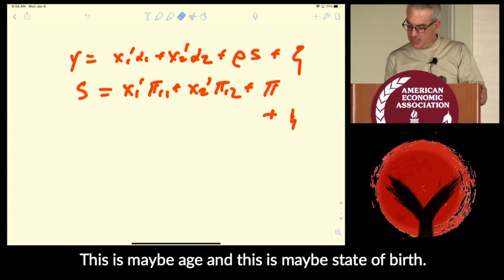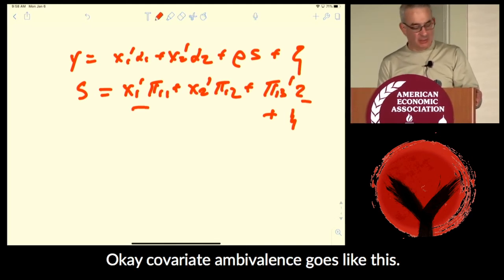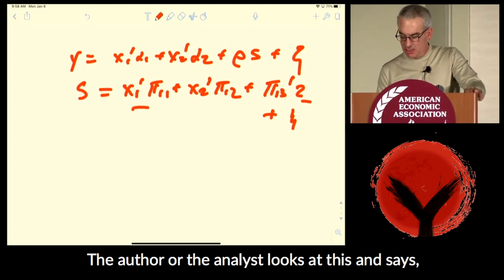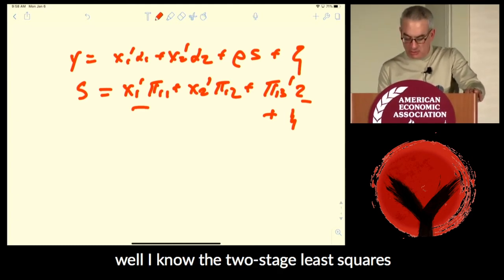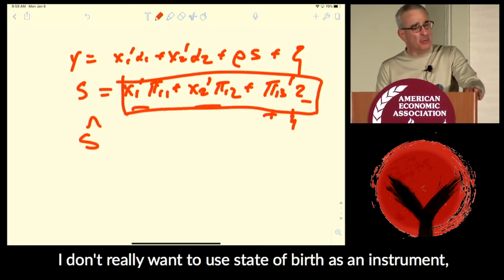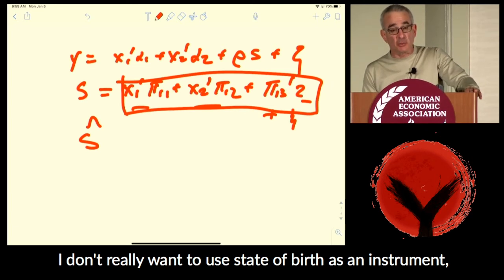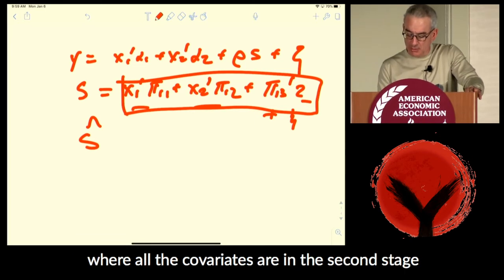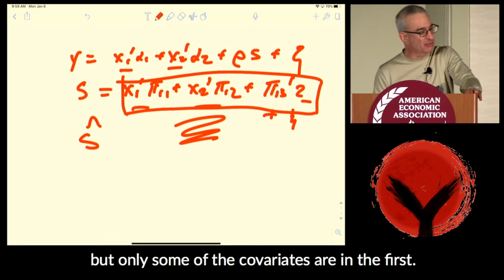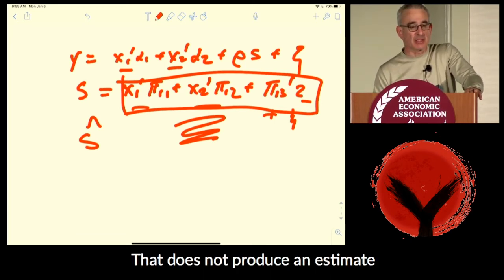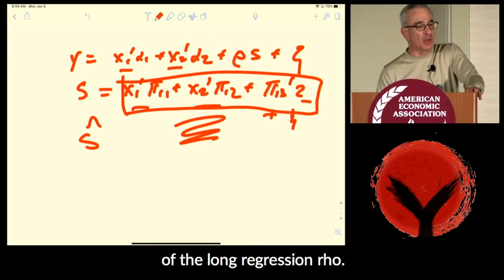This is maybe age, and this is maybe state of birth. Okay, covariate ambivalence goes like this. The analyst looks at this and says, well, I know that two-stage least squares is going to use the fitted values as an instrument. I don't really want to use state of birth as an instrument. So they'll do a manual two-stage least squares procedure where all the covariates are in the second stage, but only some of the covariates are in the first. And that's actually a mistake. That's wrong. That does not produce an estimate of the long regression rho.